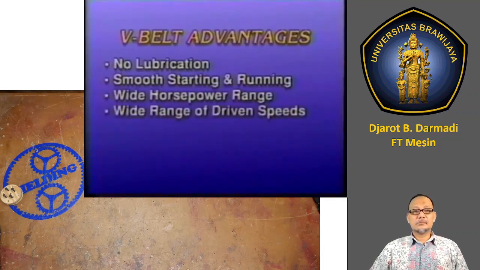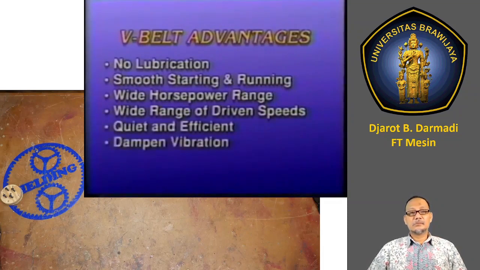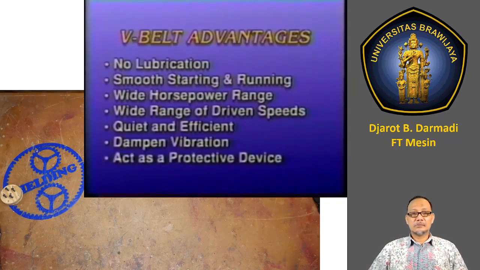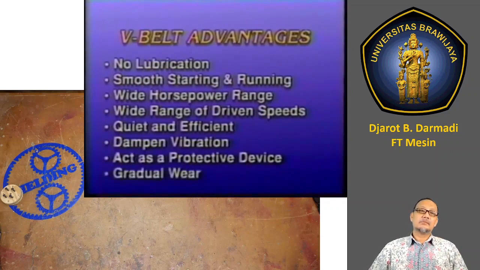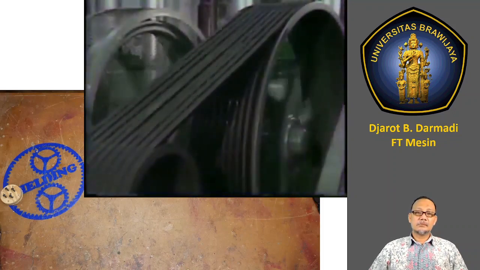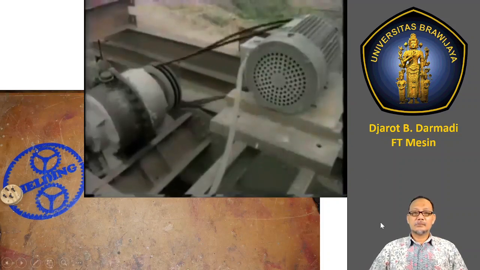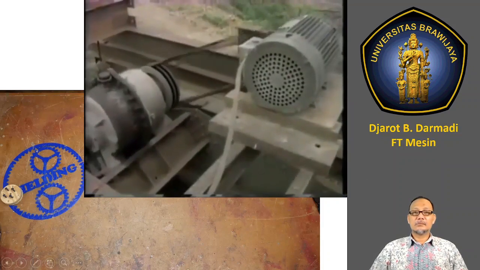They permit a wide range of driven speeds. They are quiet and efficient. They dampen vibration between driving and driven machines. And they act as a protective device because they refuse to transmit a severe overload of power, which could damage equipment. Finally, V-belts wear gradually, making corrective maintenance simple and easy. V-belts are so effective that even when proper installation and maintenance procedures are neglected, the belts will operate with some degree of success.